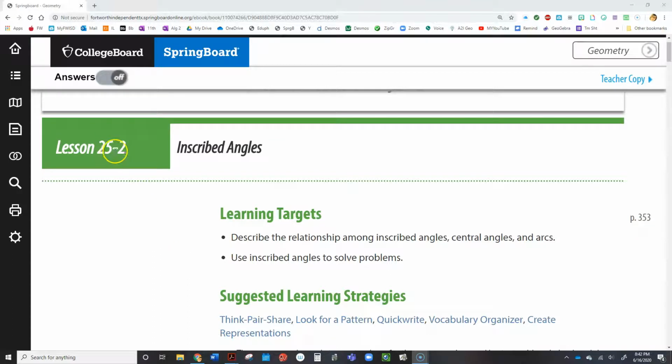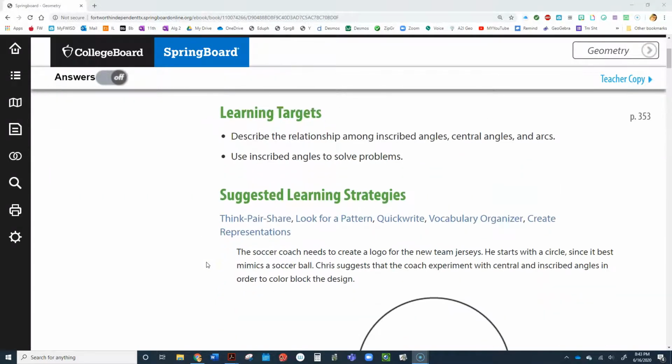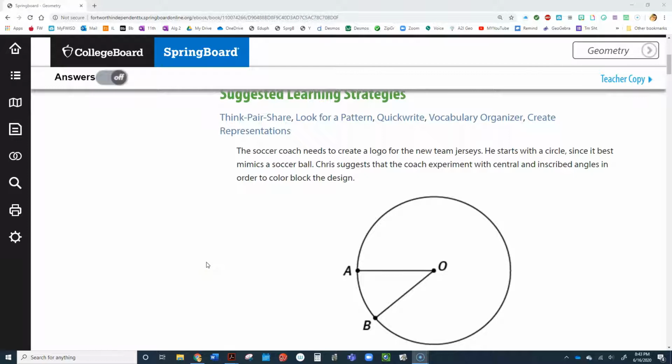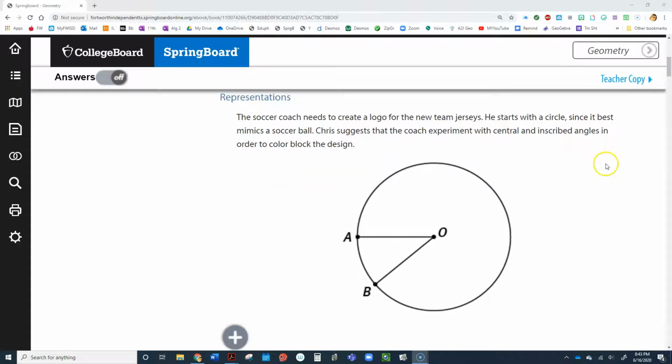This is lesson 25-2 on inscribed angles. We are on the Springboard version of the textbook, just so I can use the online version of the protractor. Mr. Moonion placed the link to this Google Chrome extension on the website. If you haven't put it on your Google Chrome extension yet, you should be able to find it there.